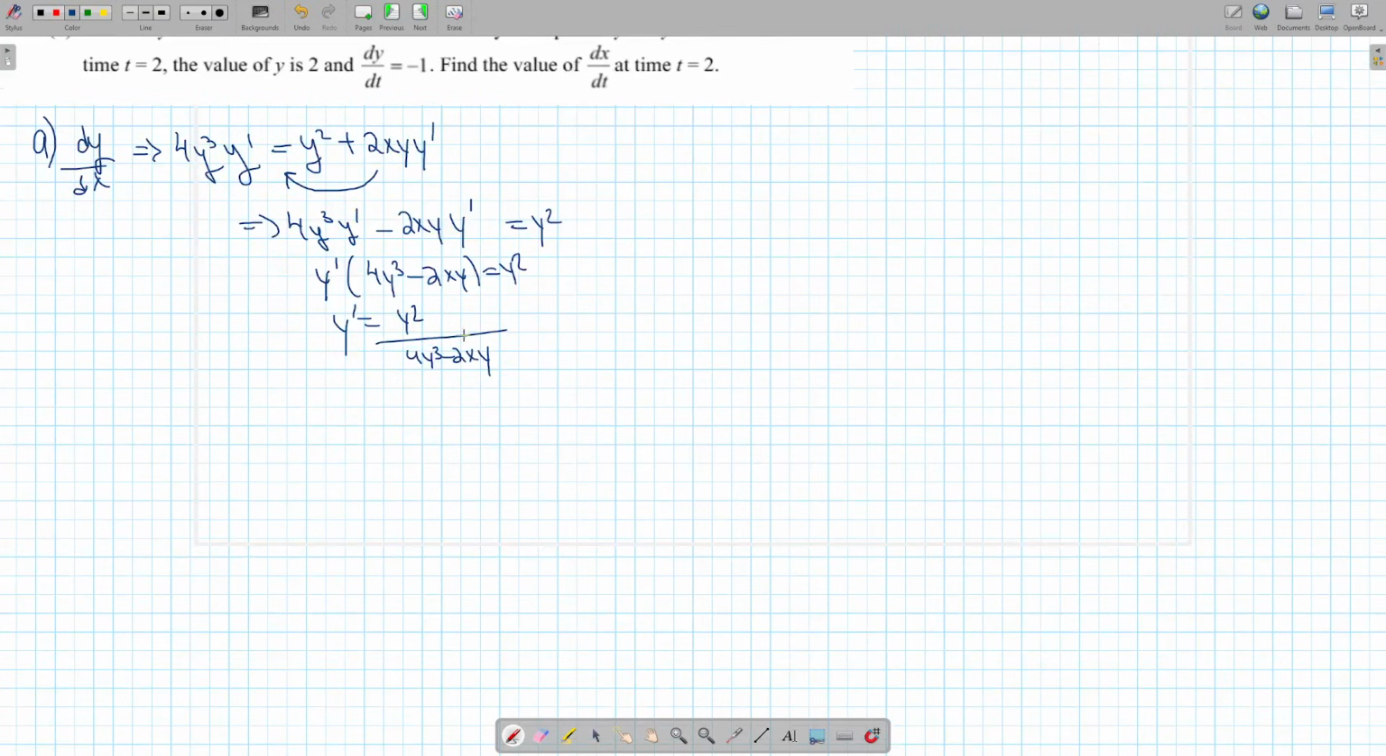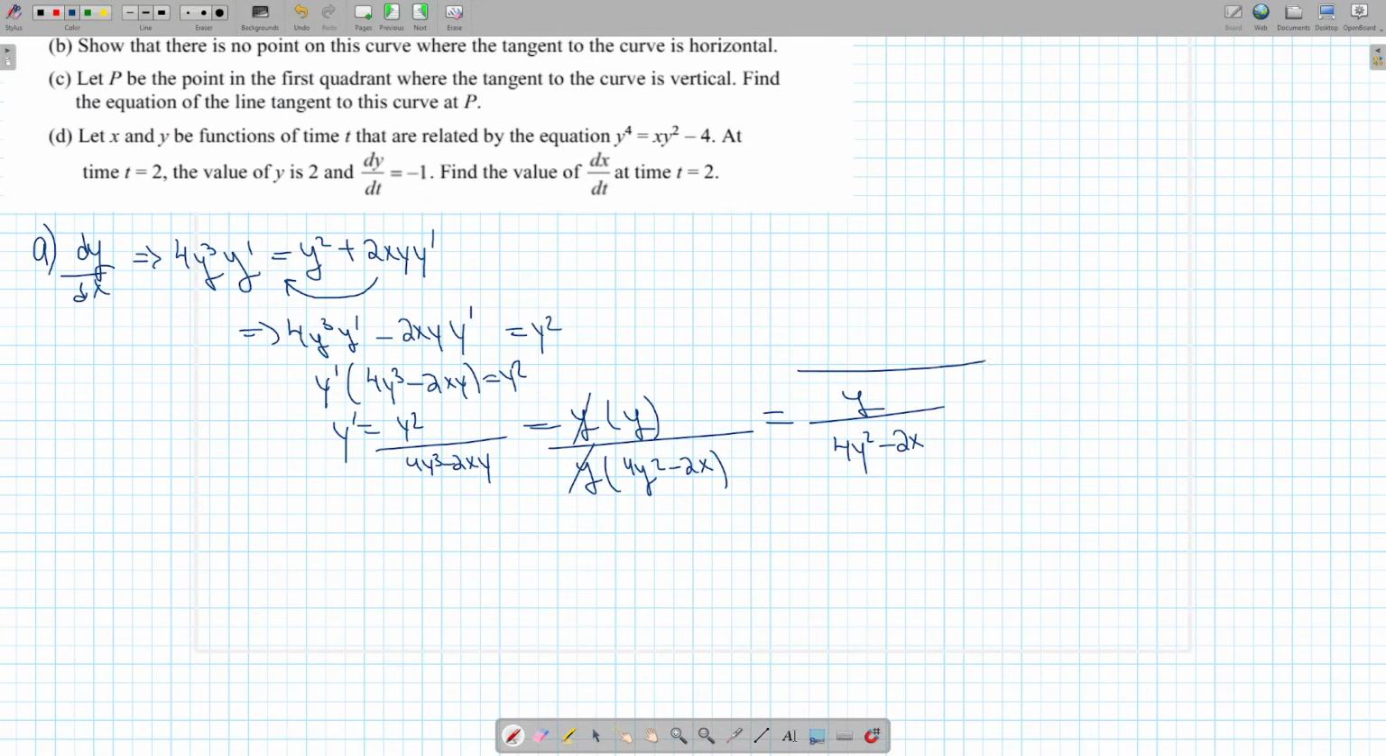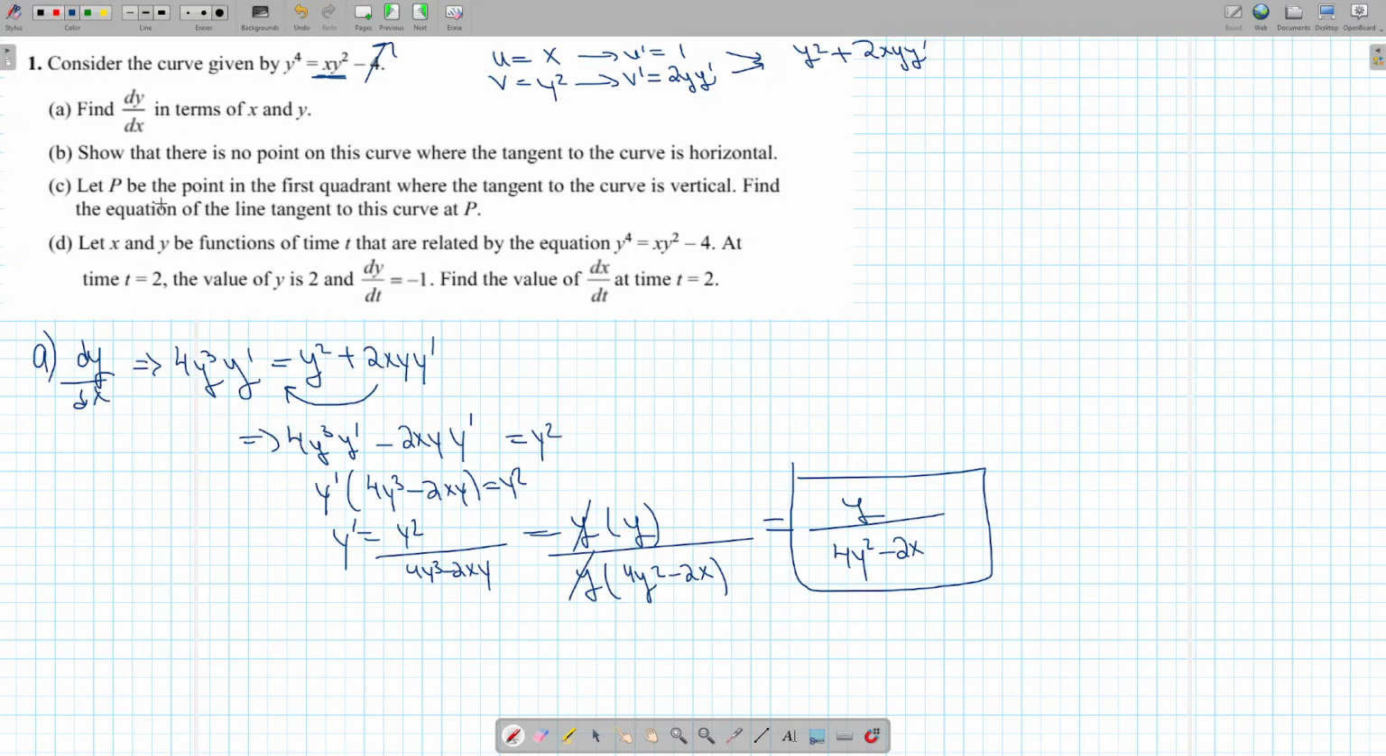We can make this in simplest form because you have y in all of these, so you can factor out y up and down. So it's going to become y over y into 4y squared minus 2x, and cancel y with y, so it's going to become y over 4y squared minus 2x. Alright, so this is your derivative. Part B. Show that there is no point on this curve where the tangent is horizontal. If the tangent is horizontal, that means y prime is equal to 0.